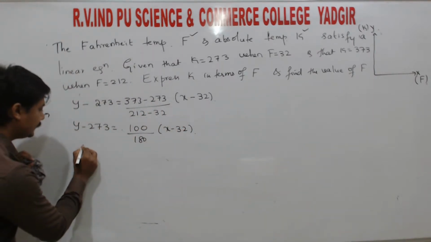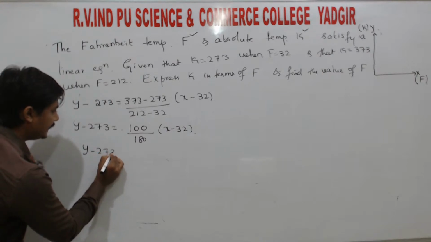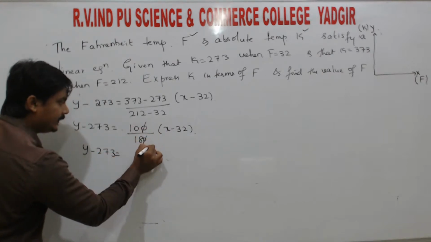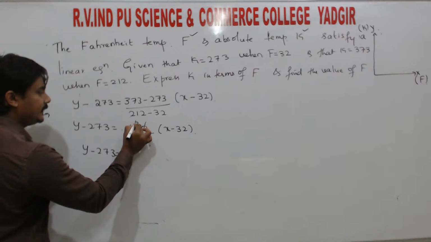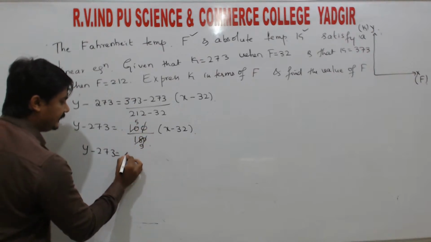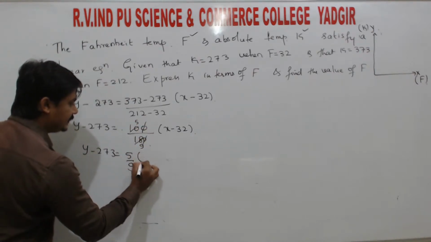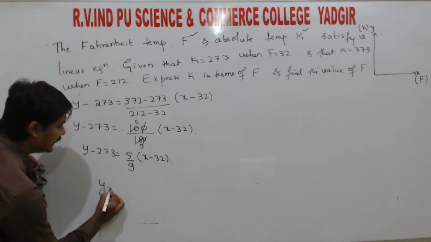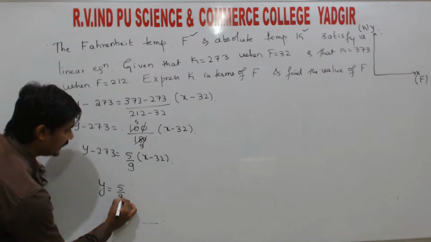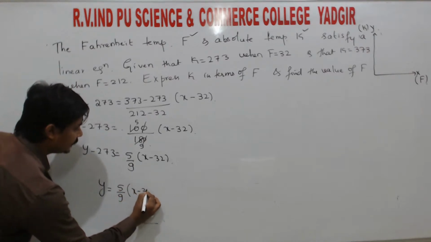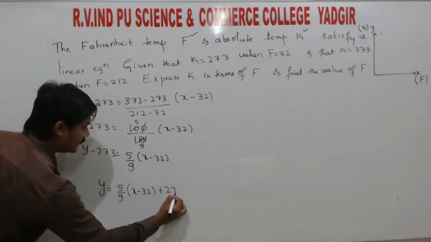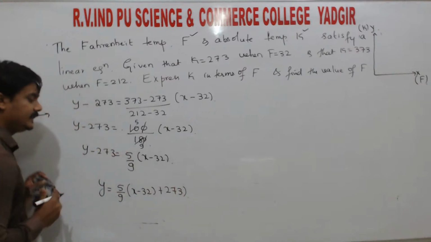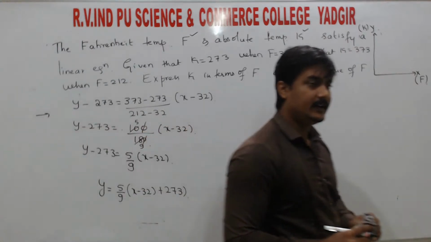So finally, y minus 273 is equal to, the 0 cancels out, 2 5s are 10, 2 9s are 18. So this is 5 by 9 into x minus 32. So we get y equal to 5 by 9 into x minus 32 plus 273. Right.